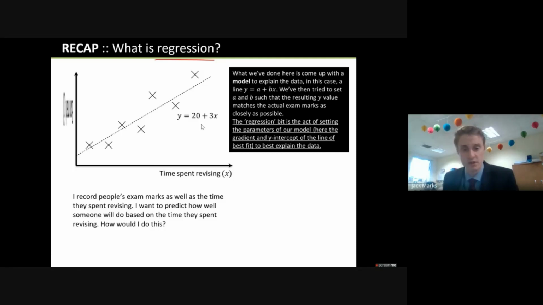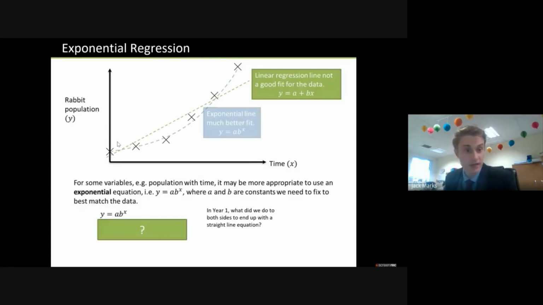Why would you do this though? Well, you would do this because you could then use this line, couldn't you, in the future? If somebody said, "Oh, I spent this much time revising, what might be my mark?" So you can use it to predict. You could go to these values here, but then you are extrapolating, you're going outside the data that you collected. So it might be less effective, but the idea that we could use it to predict is incredibly useful and powerful, even if it does seem like a fairly simple idea.